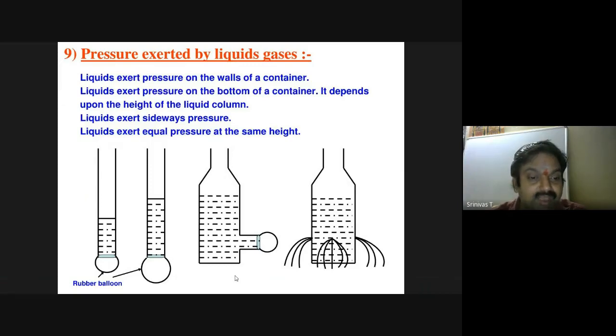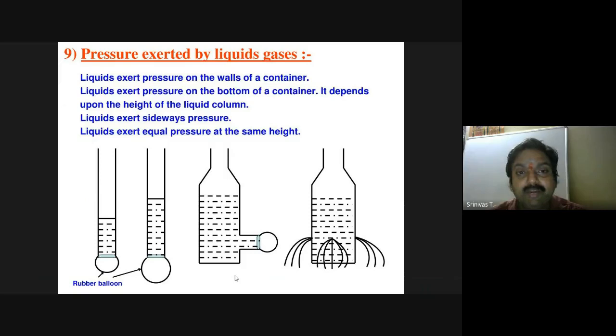You can see there are a few examples we have, like practical activities. Liquids exert pressure on the walls of the container because liquids take the shape of the container in which they are present. So obviously they exert pressure on the walls of the container in which they are present.